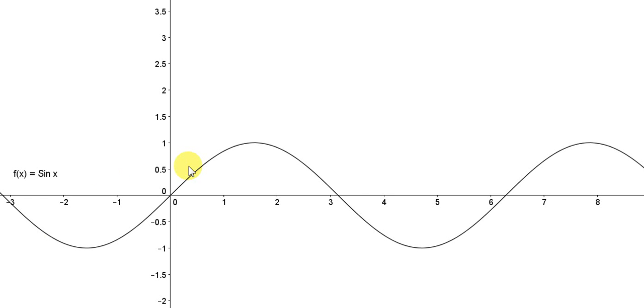Here we have the graph of f of x equals sine of x. We are going to get the graph of inverse sine of x by reflecting this graph through the line y equals x.